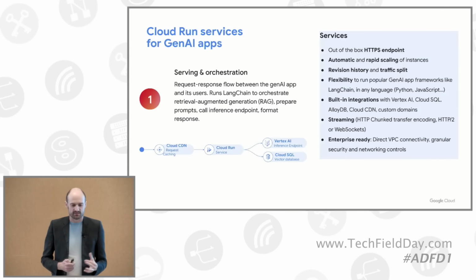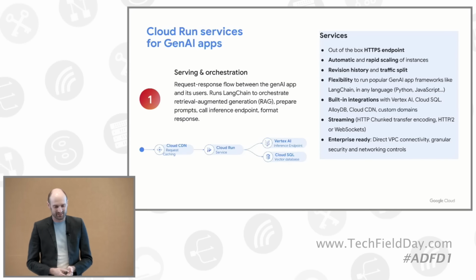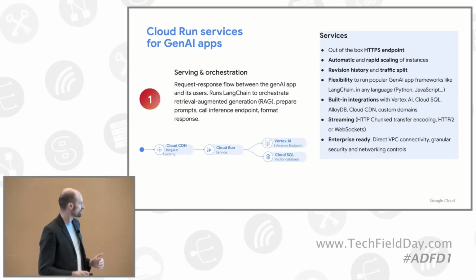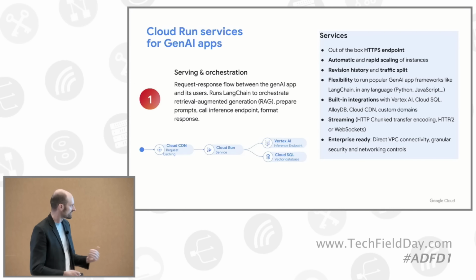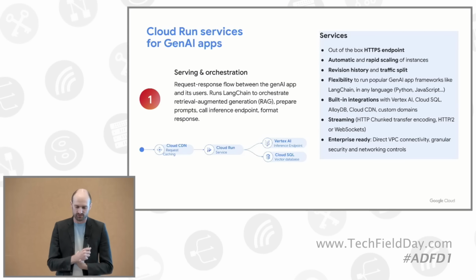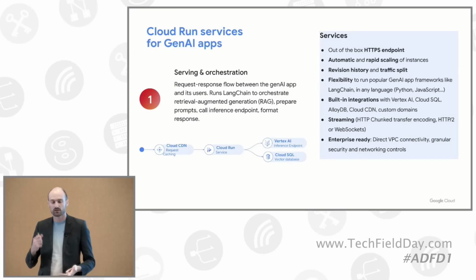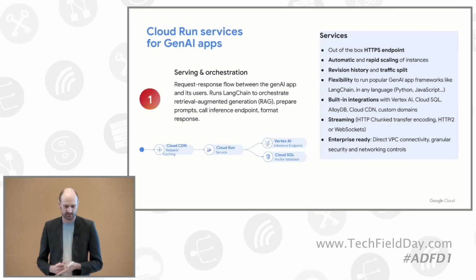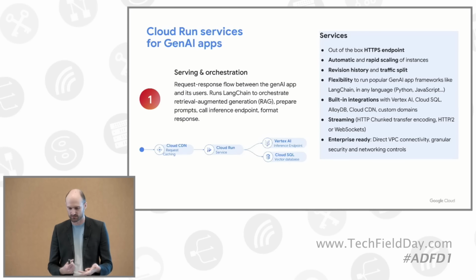So for the serving subsystem, you will be using Cloud Run services. Here, as I said, it's a request-response flow that orchestrates the retrieval-augmented generation, prepares the prompt, calls the inference endpoint of Vertex AI, and formats the response back to the user.